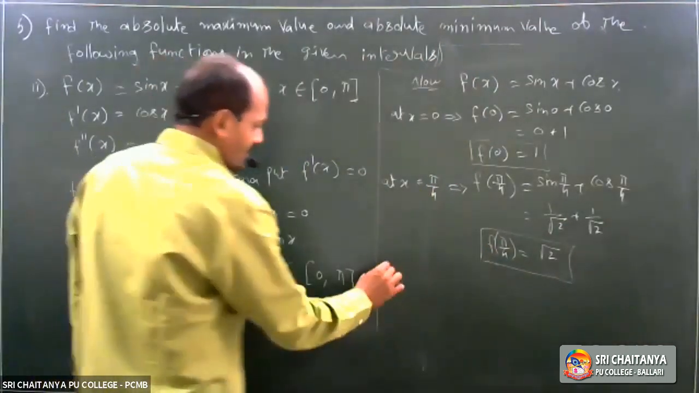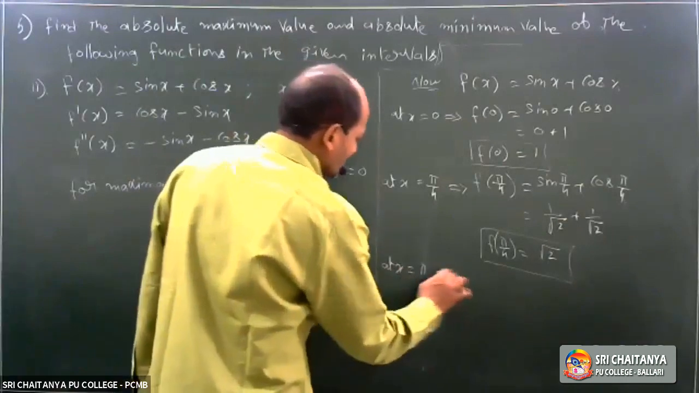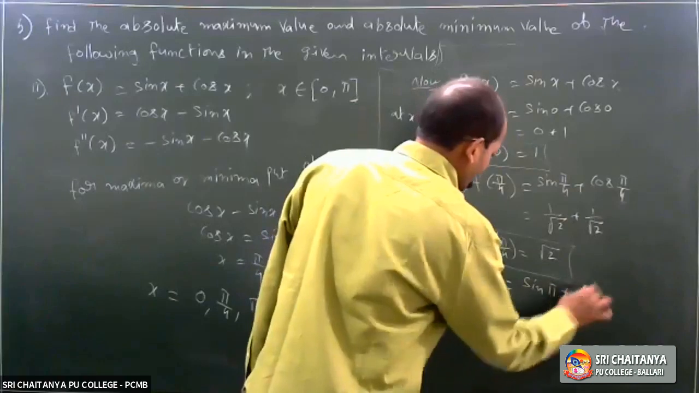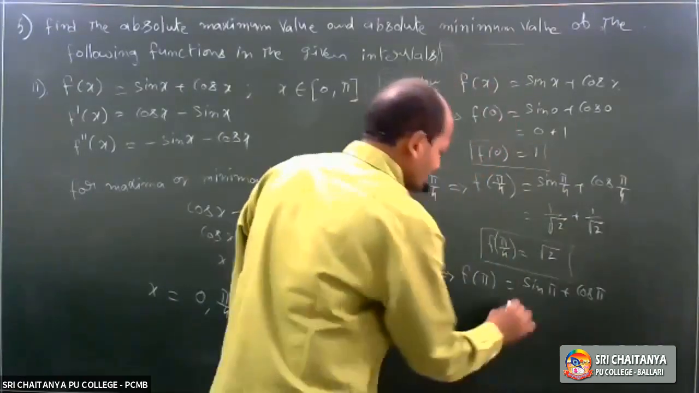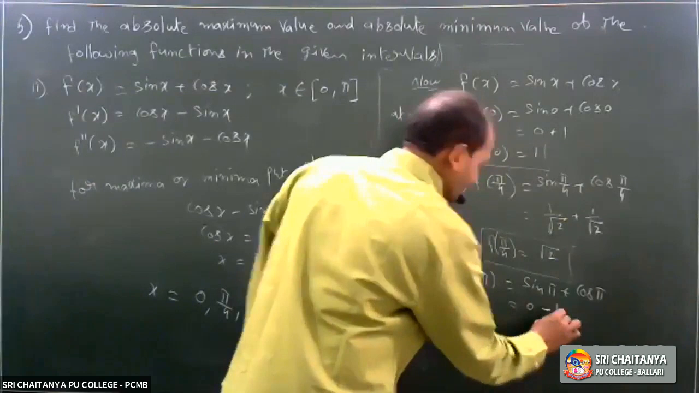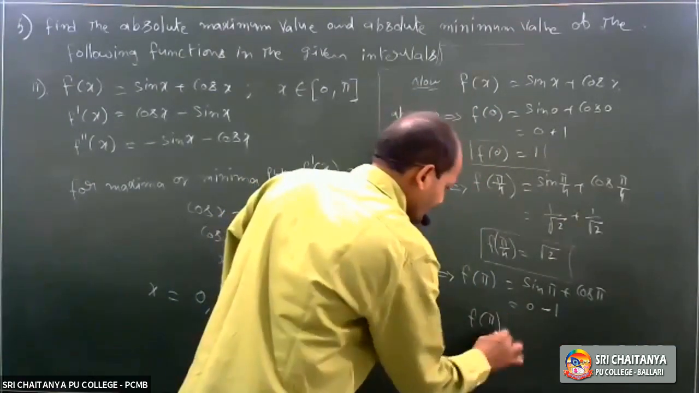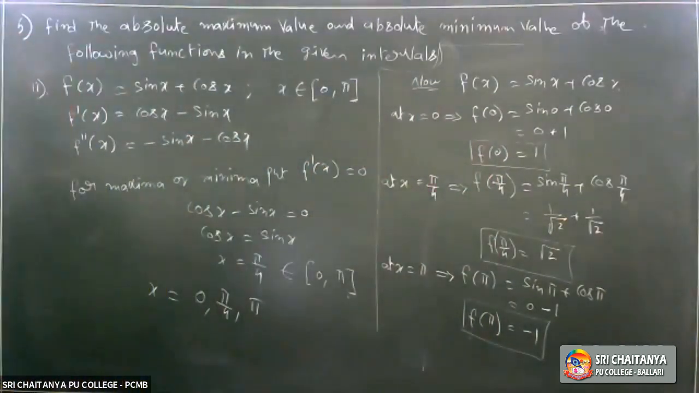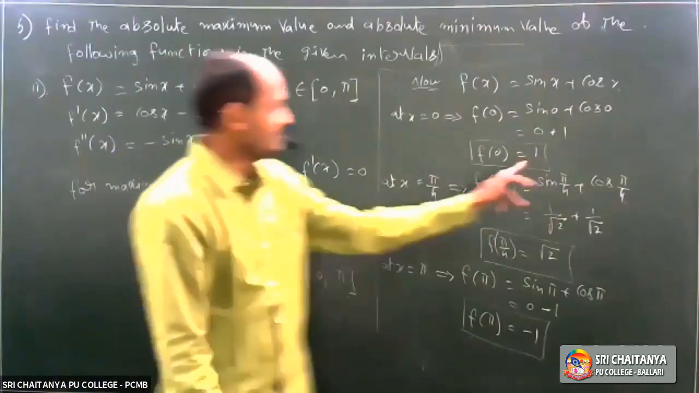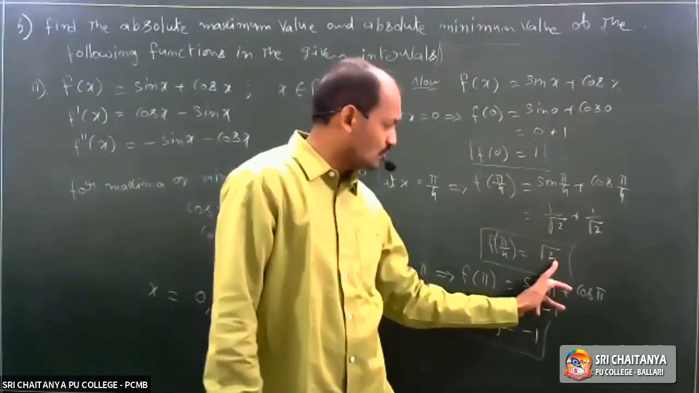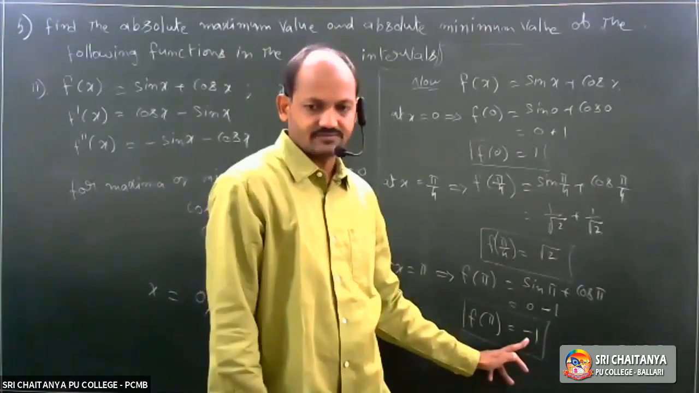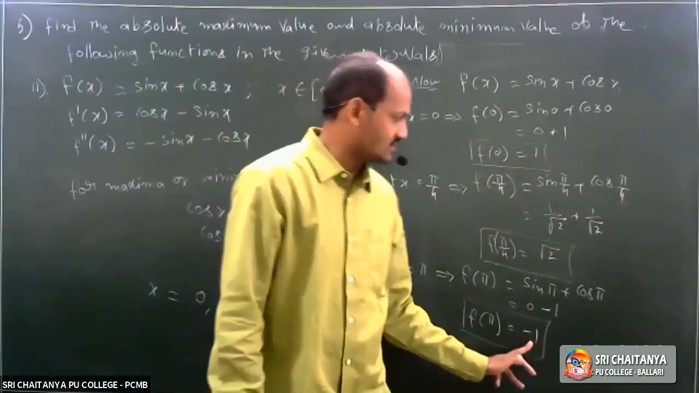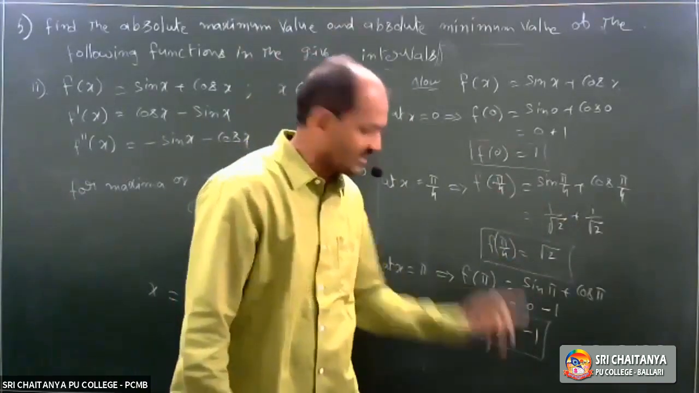Next, at x is equal to pi, f of pi is equal to sin pi plus cos pi. So sin pi value 0, cos pi value minus 1. So f of pi is equal to minus 1. So we get three values. F of 0 is 1. F of pi by 4 is root 2. F of pi is minus 1. So this 1, root 2, minus 1.